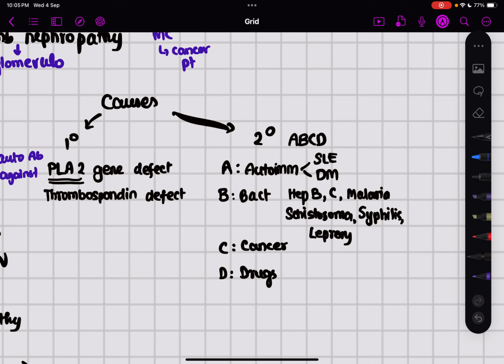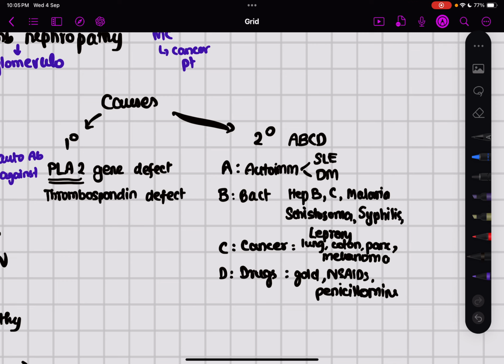C, cancer, involves lung, colon, pancreas and melanoma. Drugs include gold, NSAIDs, penicillamine.